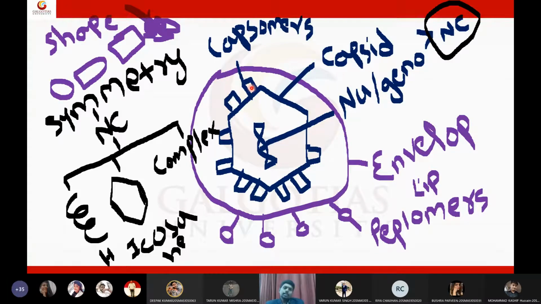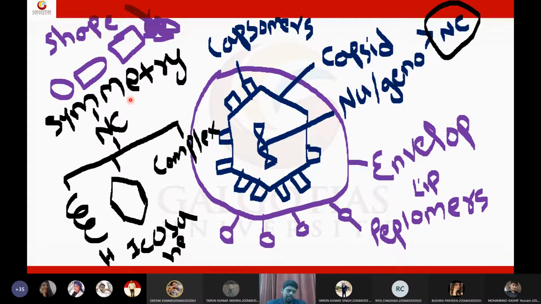Then a few viruses will have an envelope. Such viruses are called enveloped viruses. This envelope is made up of lipids, and on the surface of this envelope, they will have spikes. The spikes arise on the surface of the envelope, and these spikes are called peplomers. So peplomers are present on the envelope, whereas capsomers are present on the capsid of the virus.